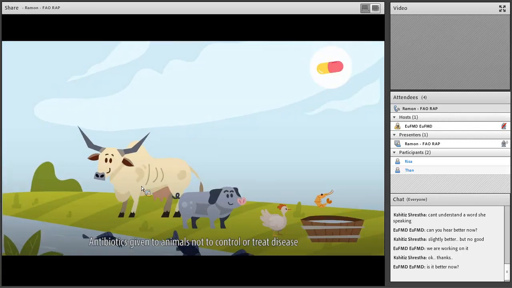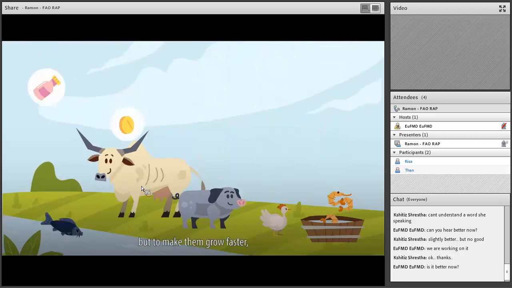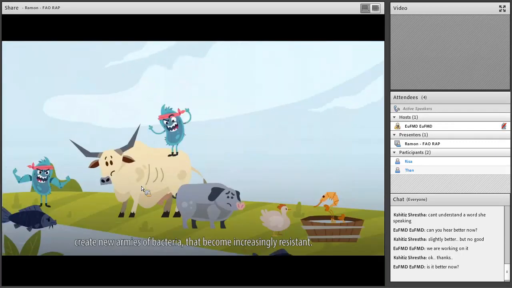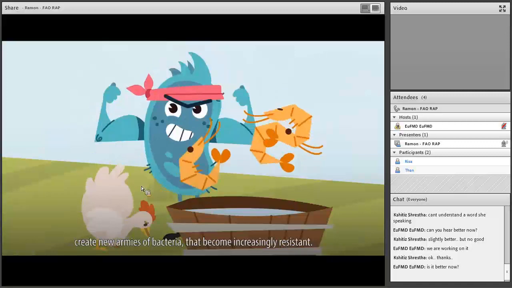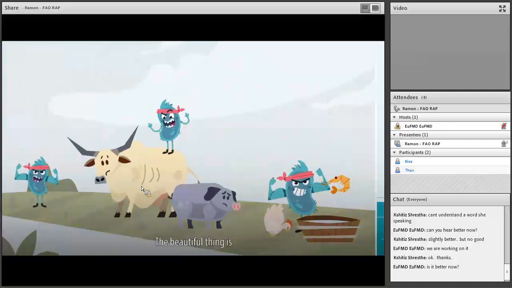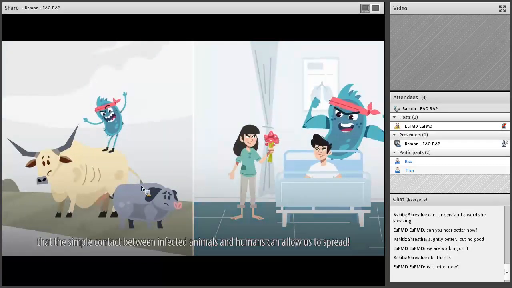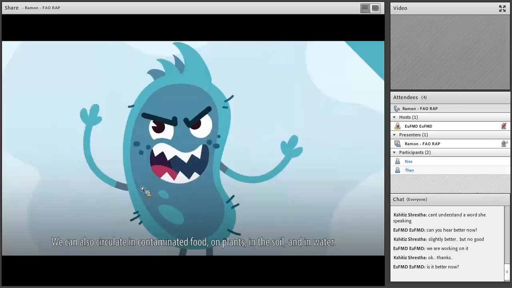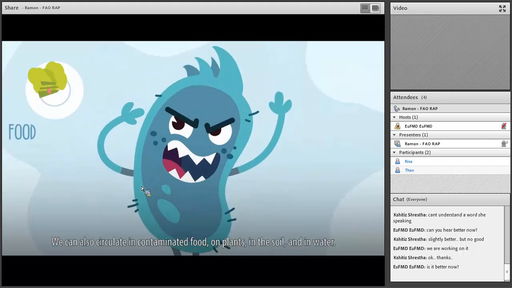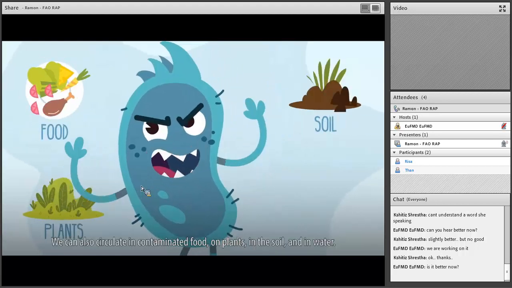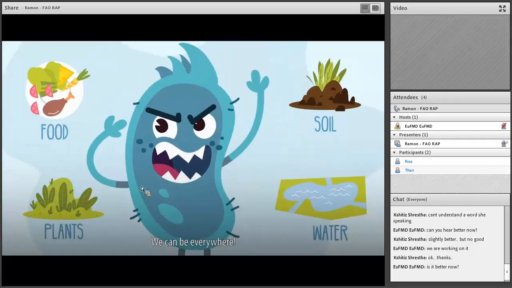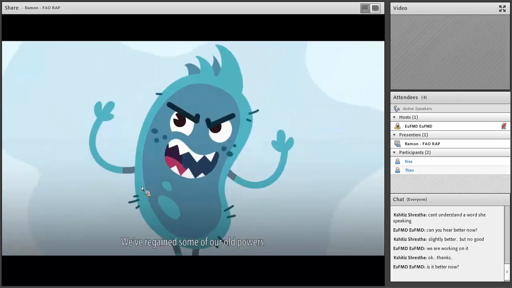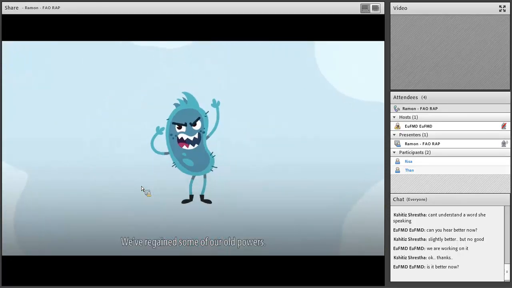Antibiotics given to animals not to control or treat disease, but to make them grow faster, create new armies of bacteria that become increasingly resistant. The beautiful thing is that simple contact between infected animals and humans can allow us to spread. We can also circulate in contaminated food, on plants, in the soil, and in water. We can be everywhere. We've regained some of our old powers.